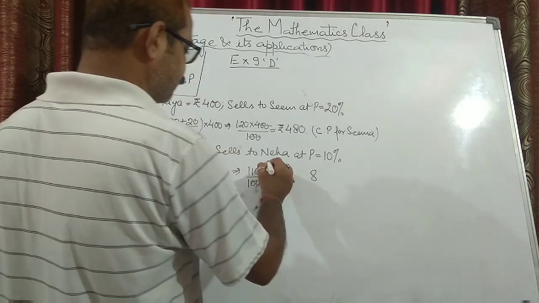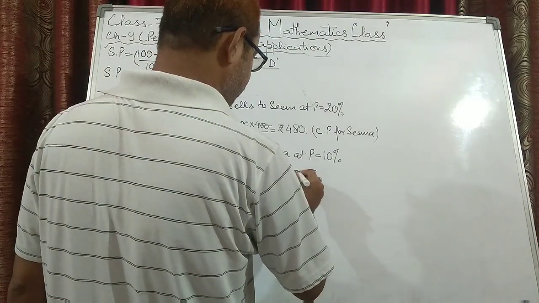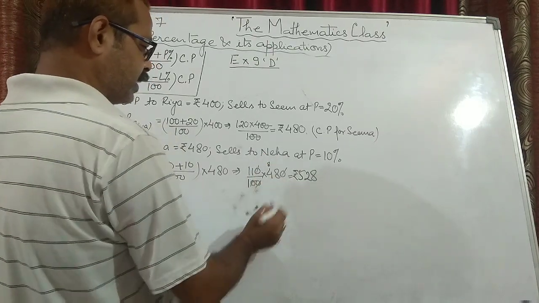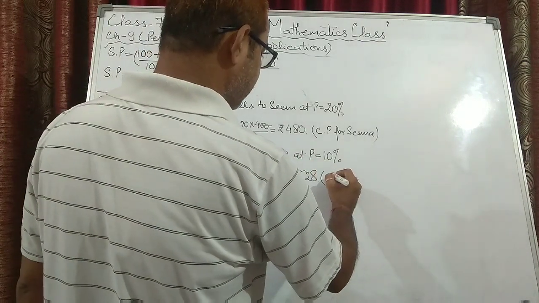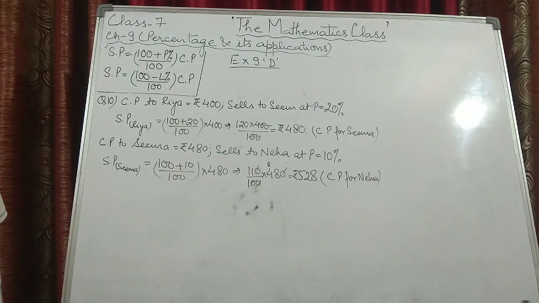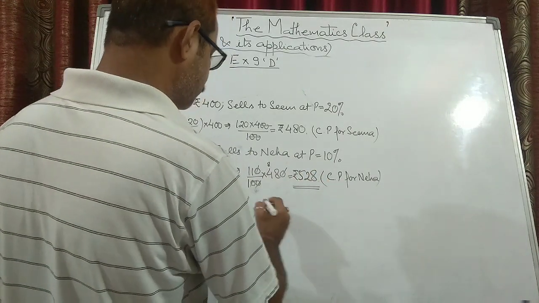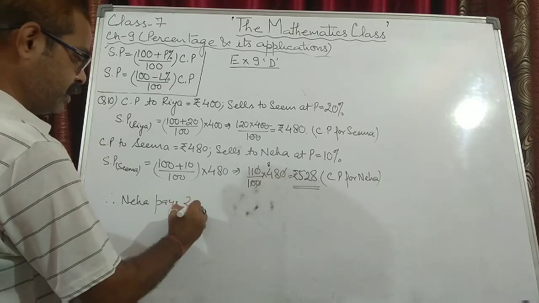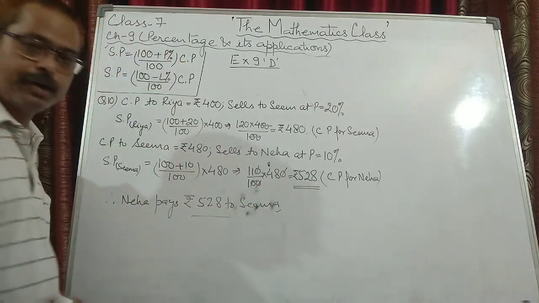11 8s are 88, 4 carry 11, 4s are 44, 44 and 8 is 52, so 528 rupees. So Seema sells it to Neha, means this will become cost price for Neha. Now what do they ask? What does Neha pay to Seema? So Neha pays how much rupees? 528 rupees. So we can say that therefore Neha pays rupees 528 to Seema. That is the final value.